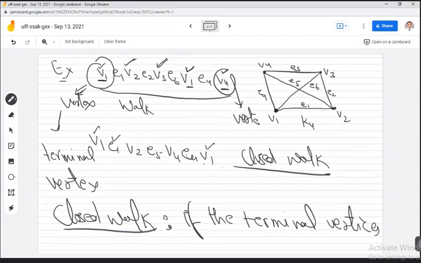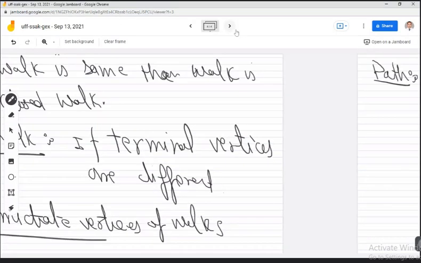Okay. So will V1 be among the intermediate vertices here? Yes. V1 is both terminal and intermediate, according to this walk only. In this walk, V1 and V4 are terminal vertices, and V2, V3, V1 are intermediate vertices. So V1 is intermediate as well as terminal, only for this walk. Okay, now we move to the next definition, path.